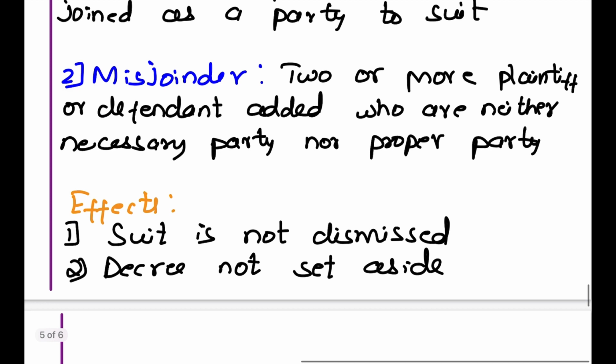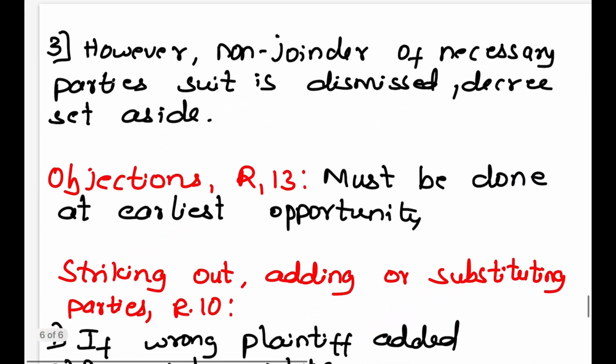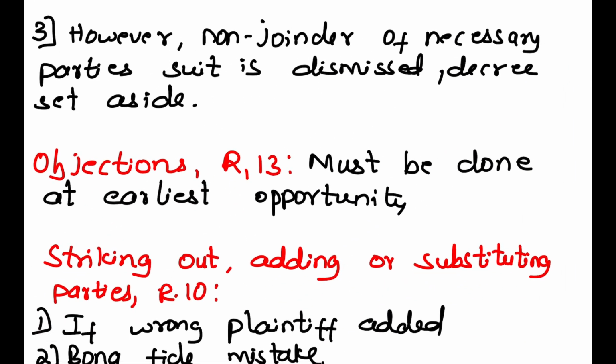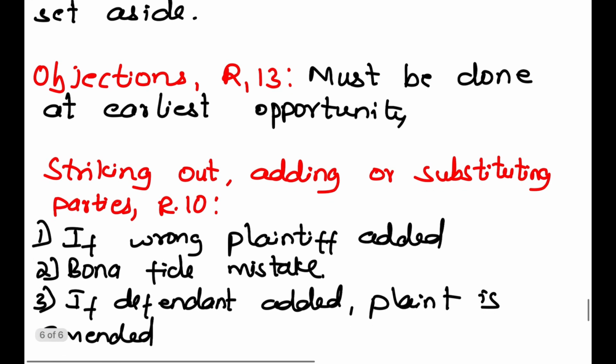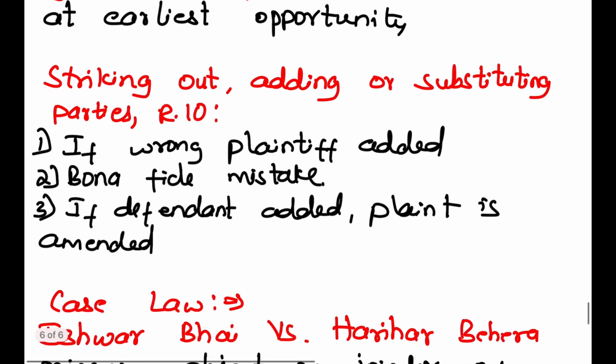Effects of non-joinder and misjoinder. The suit is not dismissed and the decree is not set aside. However, in the non-joinder of a necessary party, the suit is dismissed and the decree is also set aside. Objections must be raised at the earliest opportunity. Striking out, adding or substituting parties.